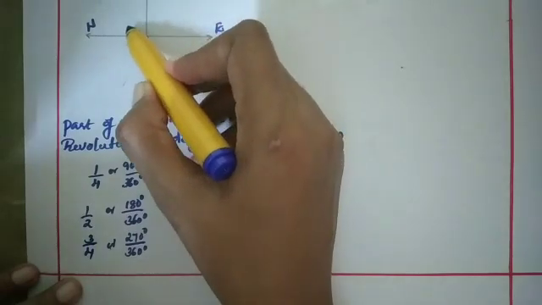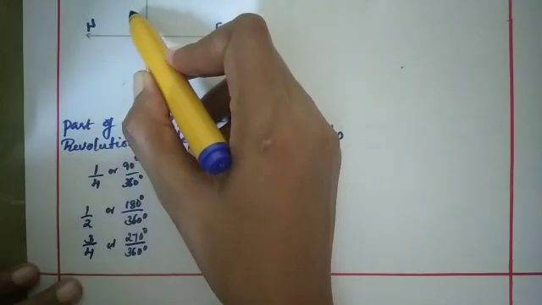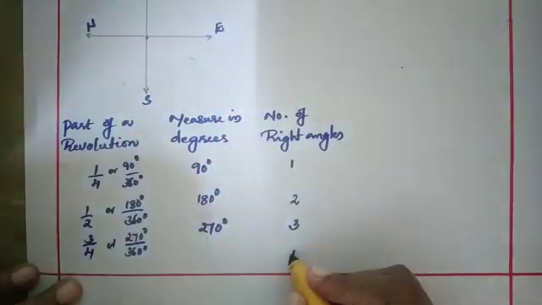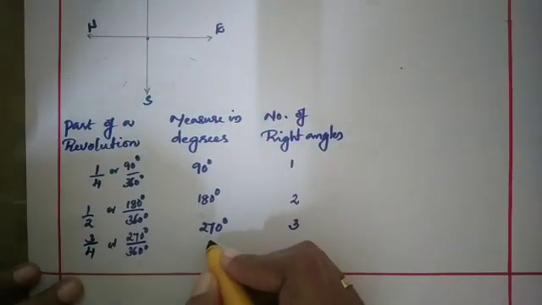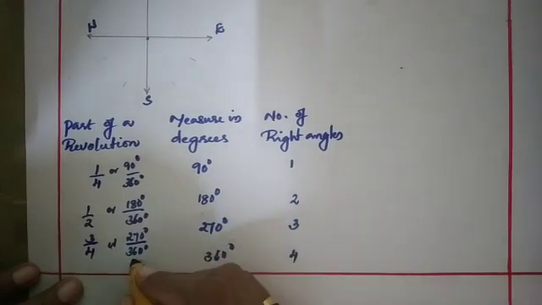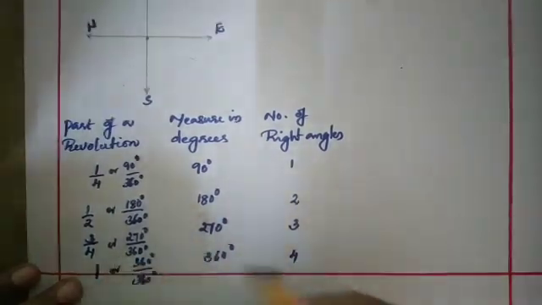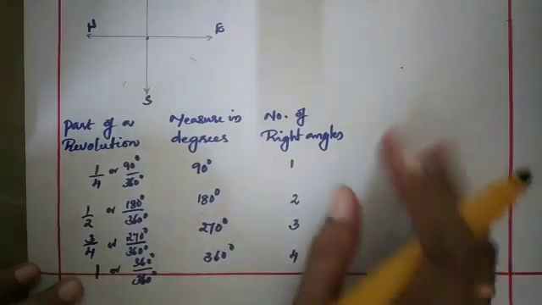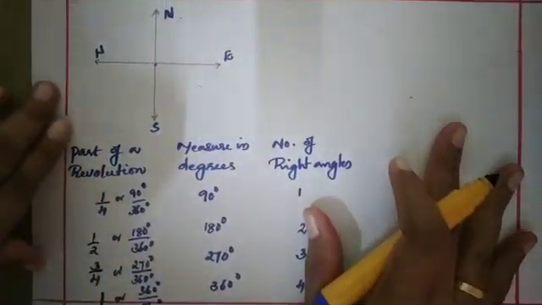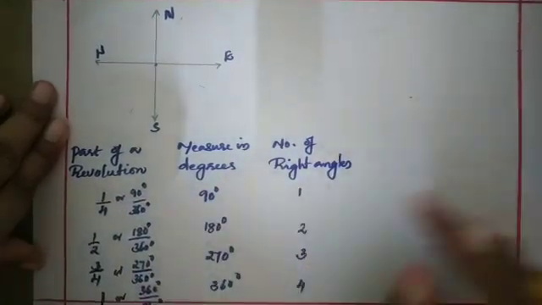So here is one more right angle. 1, 2, 3, 4 right angles. It's 270 degrees plus 90 degrees, which is 360 degrees. 360 degrees by 360 degrees, you get 1. One full revolution. Hope all of you understood. This is the way you find the part of a revolution and the number of right angles.